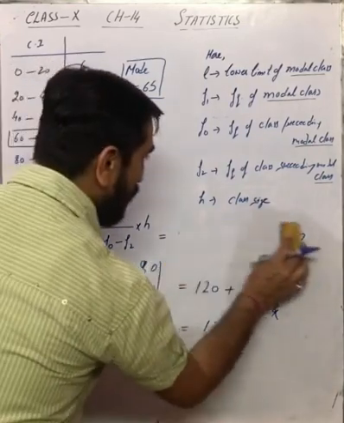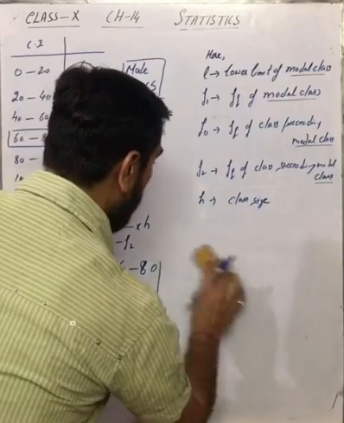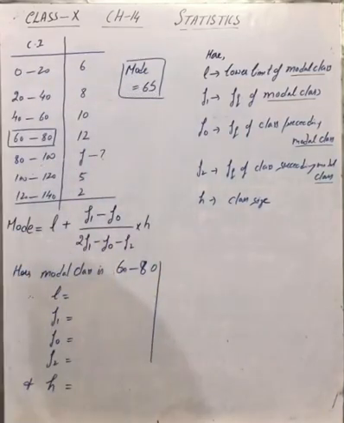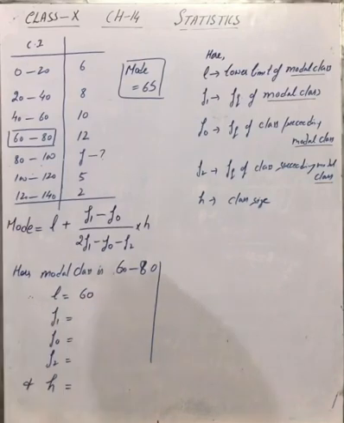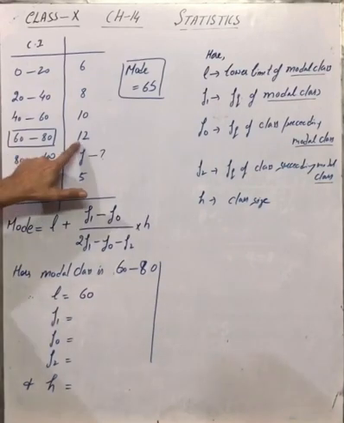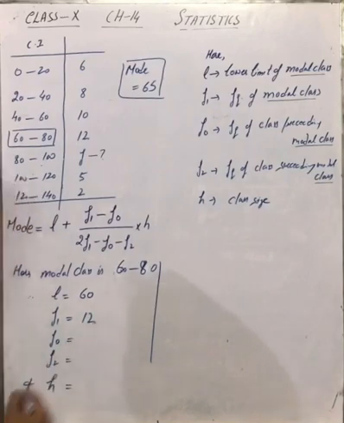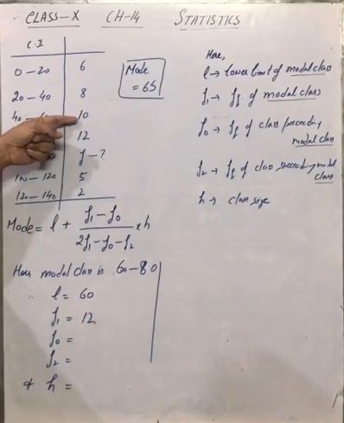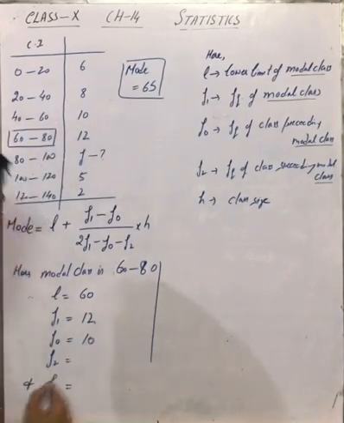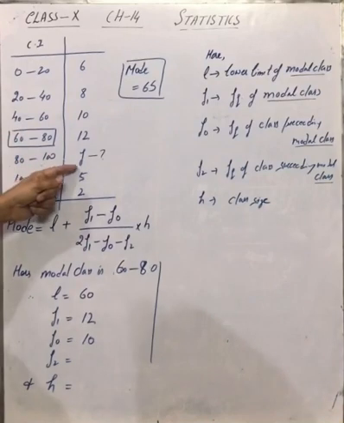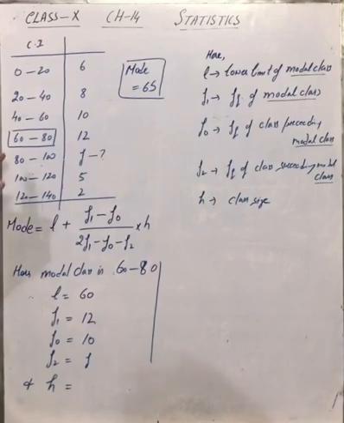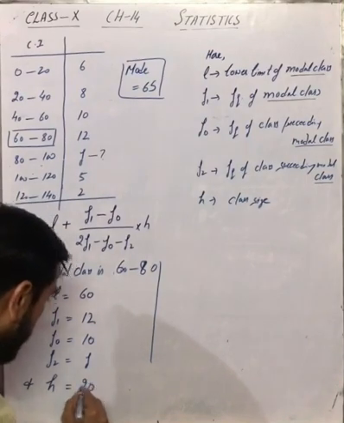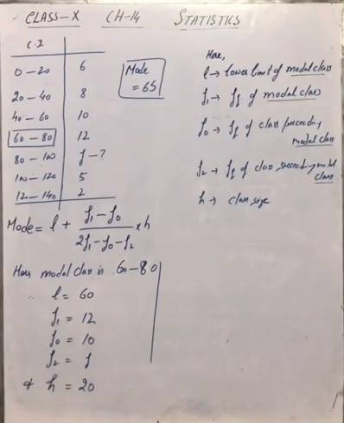Let me erase this part, because this was the conclusion of the last question. Now L, if this is the modal class, L is 60. F1, its frequency, is 12. F0, its preceding frequency, is 10. F2, its succeeding frequency, is F, and H is 20. So I hope the question is clear to you how you can write the values.